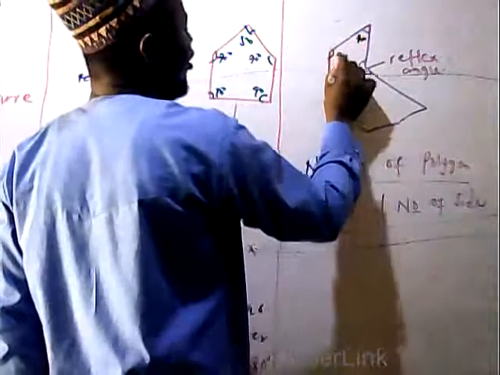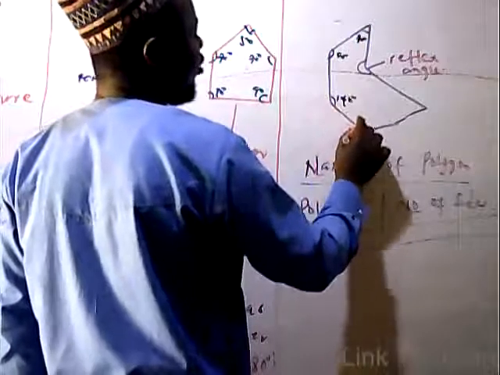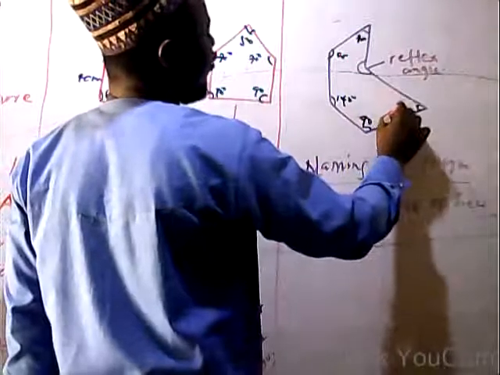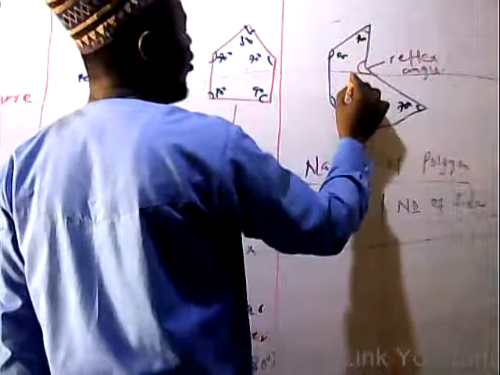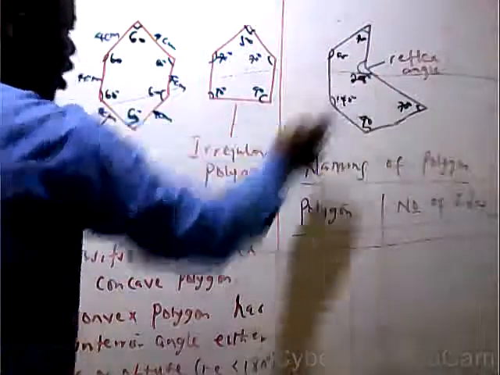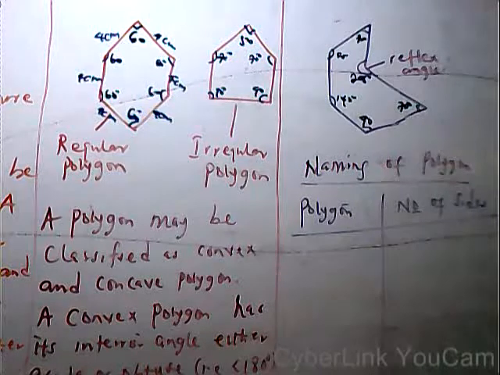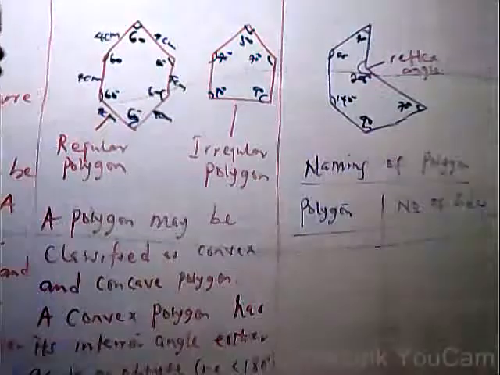this one is let's say 80 degrees, this one is let's say 140 degrees, this one let's say 90 degrees, and this one 70 degrees. But this one, as it is now, maybe 205 degrees. So one of the angles here is more than 180 degrees. That is a reflex angle. This angle is called a reflex angle. It is more than 180 degrees.